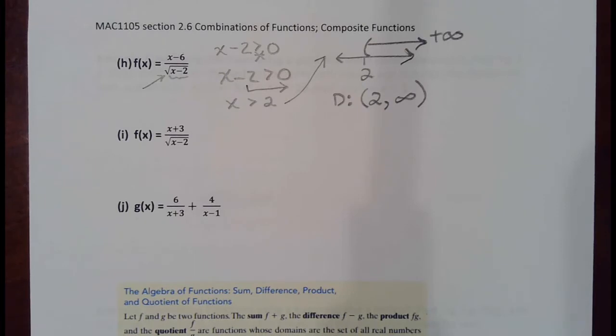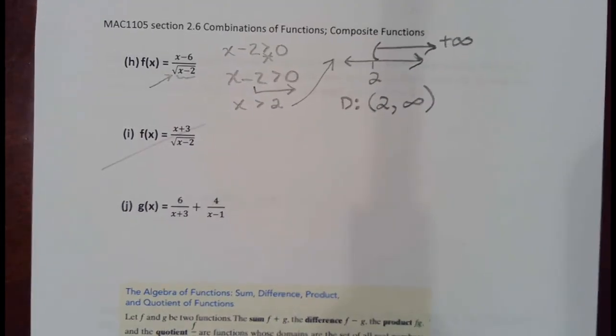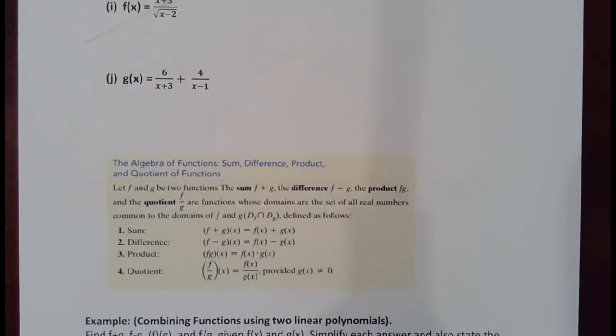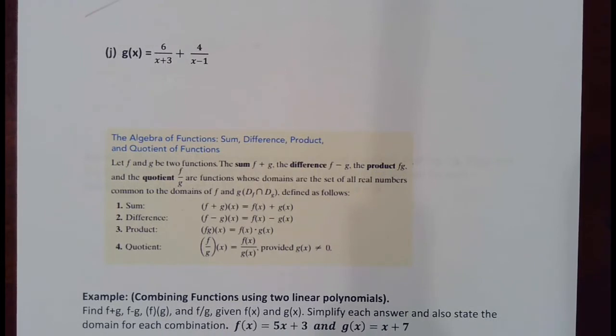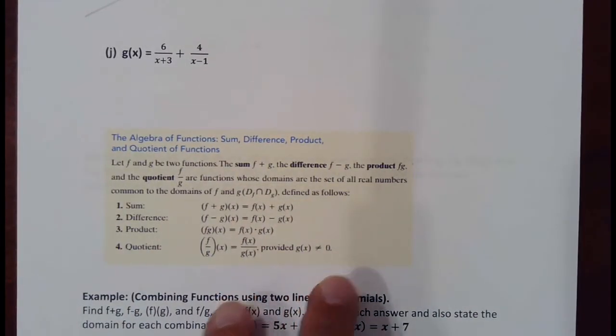This next problem, I'm not going to do this one because it just mimics what was going on in part H, but I will jump to J, which has something new for us. Now we see pretty much what we're going to be doing once we get into this next section, where we're going to actually be combining two functions through either addition, subtraction, finding products, and also finding quotients.